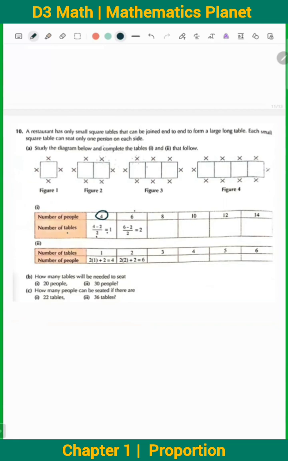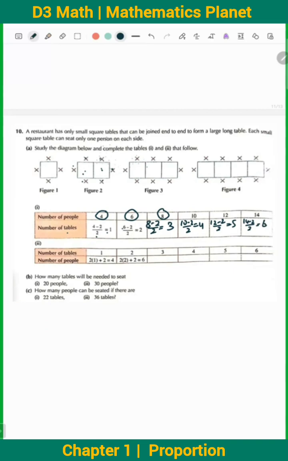Now, number of people 1, 2, 3, 4, 5, 6. 6 people can sit. And the number of tables is 6 minus 2 by 2, 2 tables. If 8 people, then we have to find 8 minus 2 by 2, which is equal to 6 by 2, 3 tables. 10 minus 2 by 2, which is equal to 8 by 2, 4 tables. 12 minus 2 by 2, which is equal to 10 by 2, 5 tables. 14 minus 2 by 2, which is equal to 12 by 2, 6 tables. So this is what we have to complete the table.